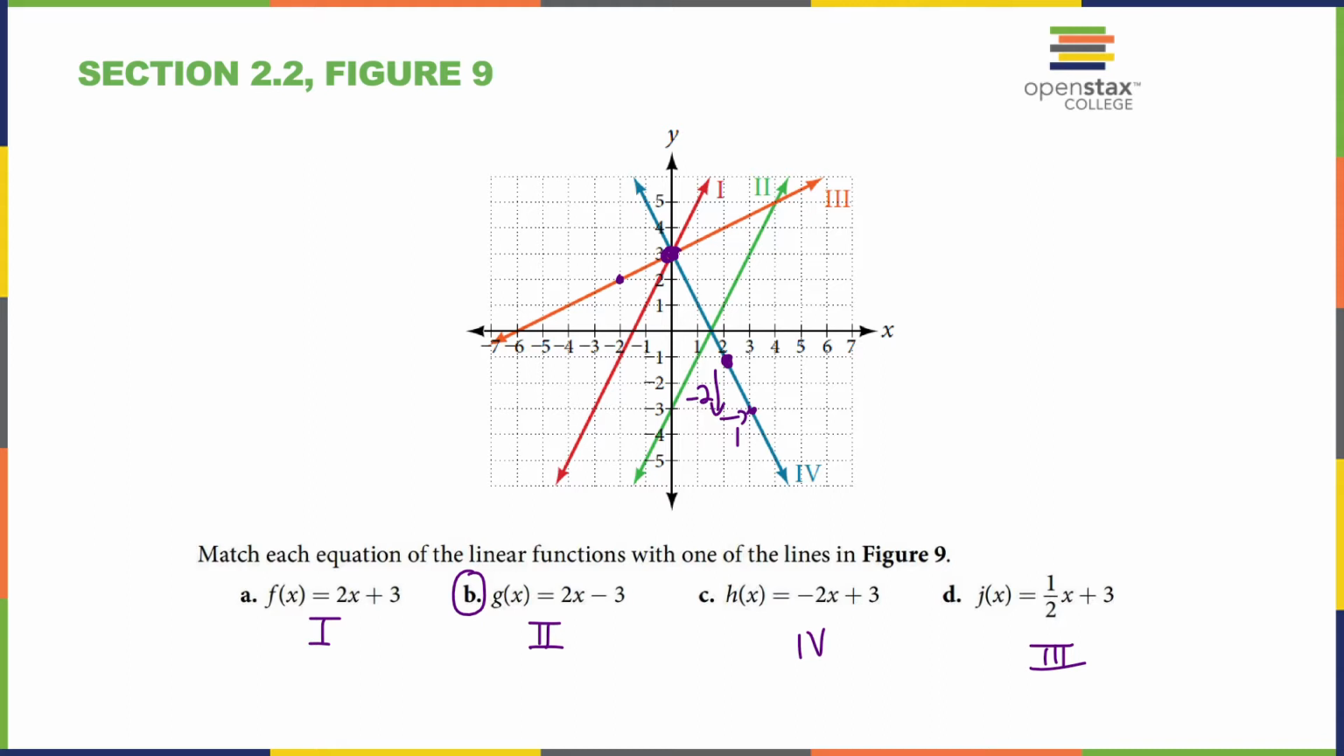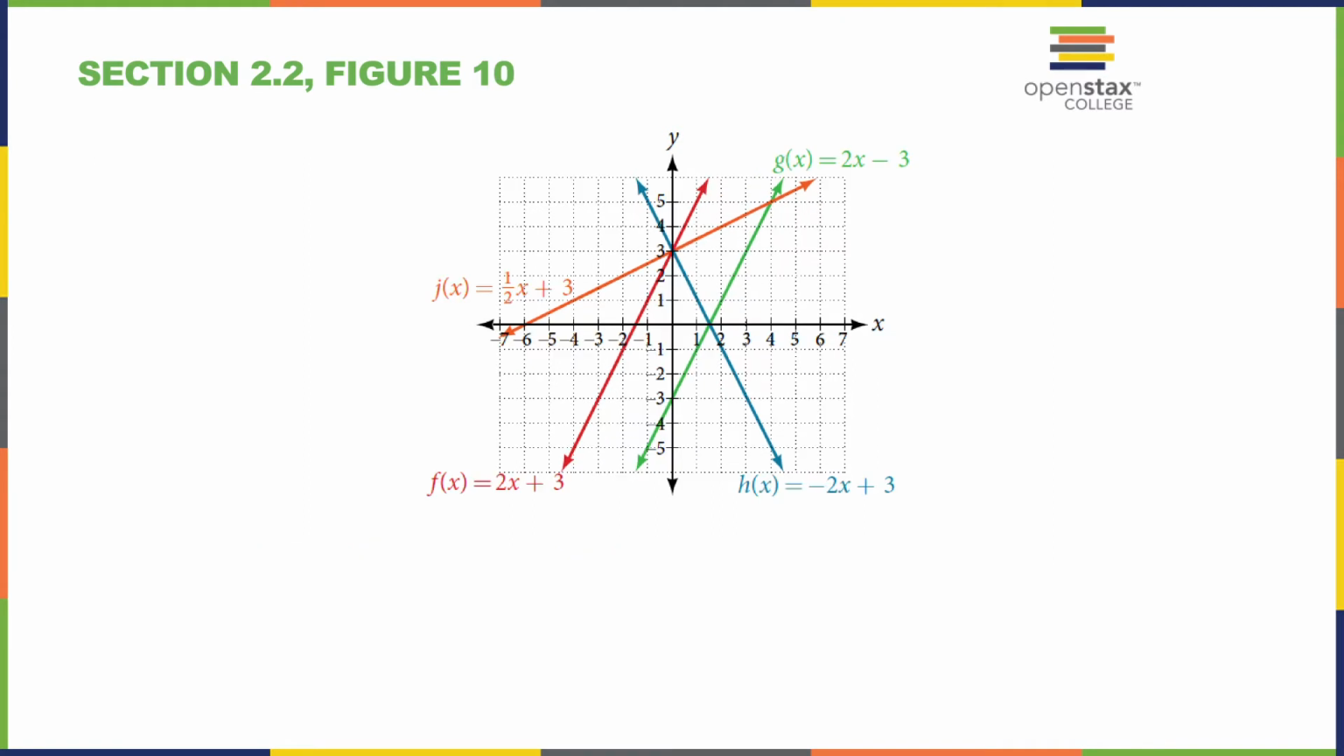So hopefully you got 1, 2, 4, 3 as your answers too. Now you could have also chosen to label these equations on the graph directly. It just depends on what your style is.